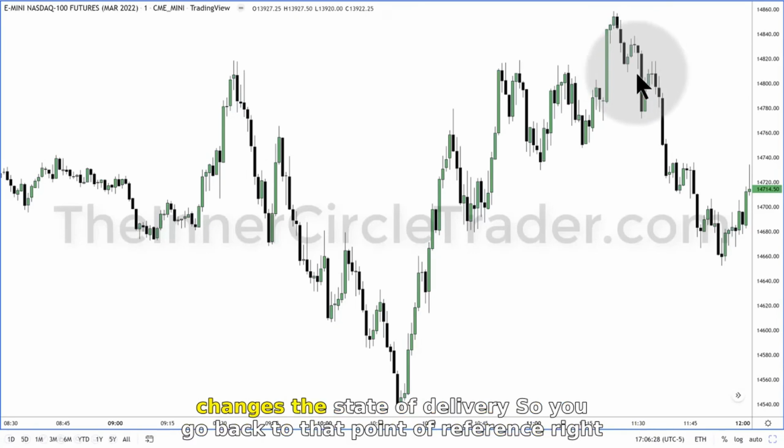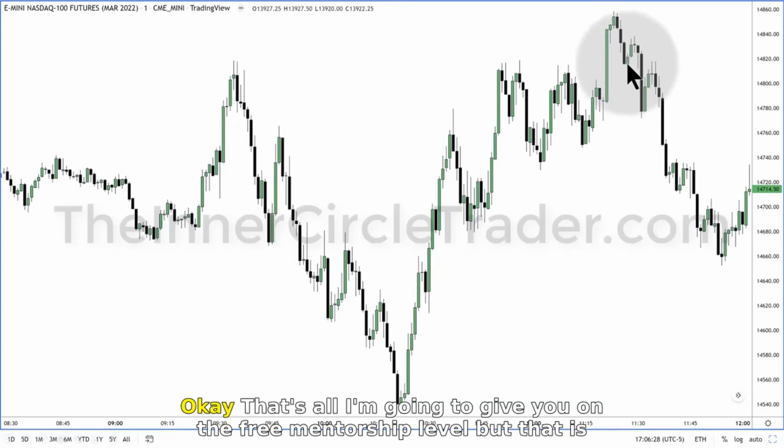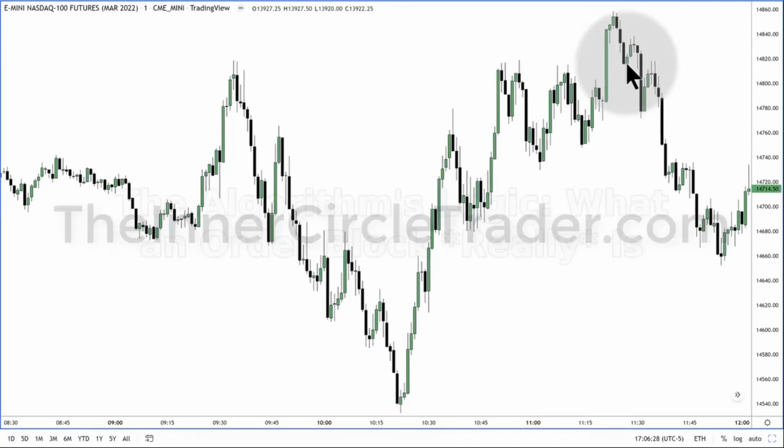that changes the state of delivery. So you go back to that point of reference right there. And that's why it's sensitive. The algorithm remembers that right there. Okay, that's all I'm going to give you on the free mentorship level. But that is your answer. That is what an order block is.